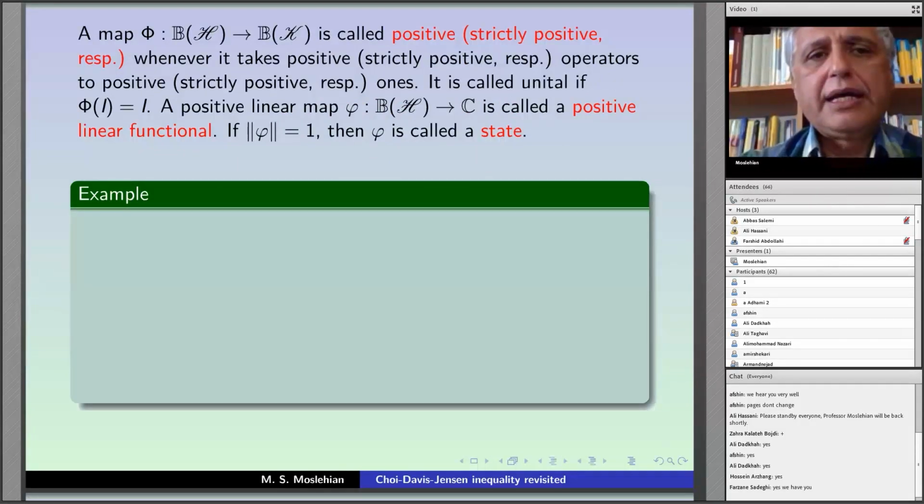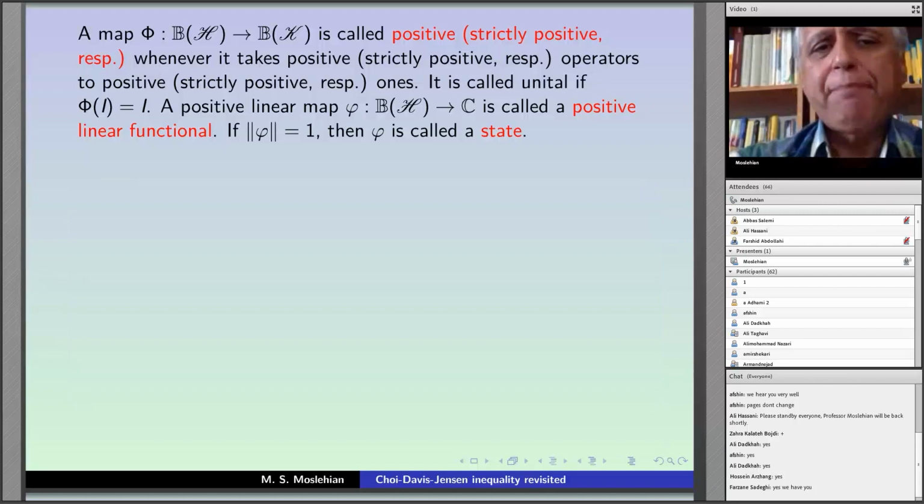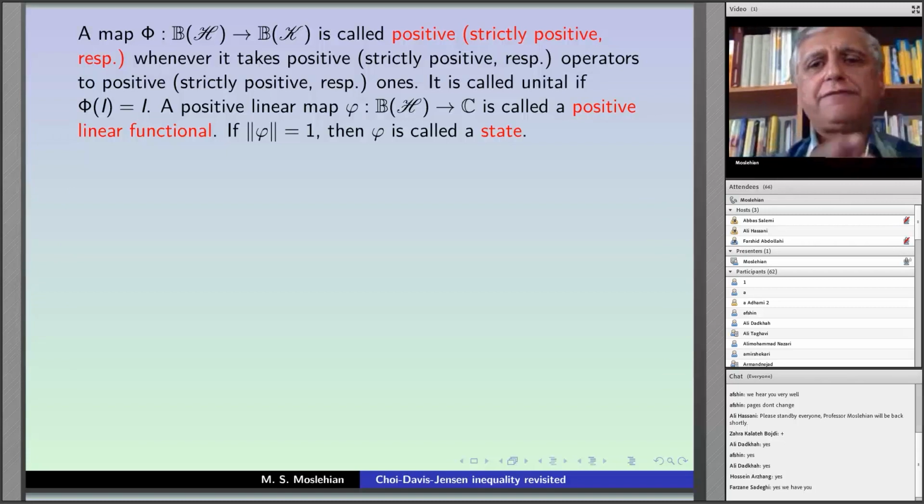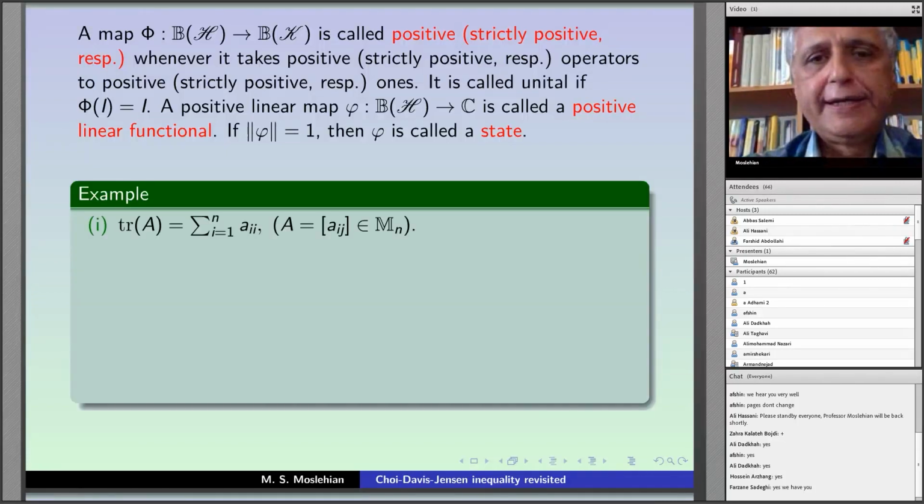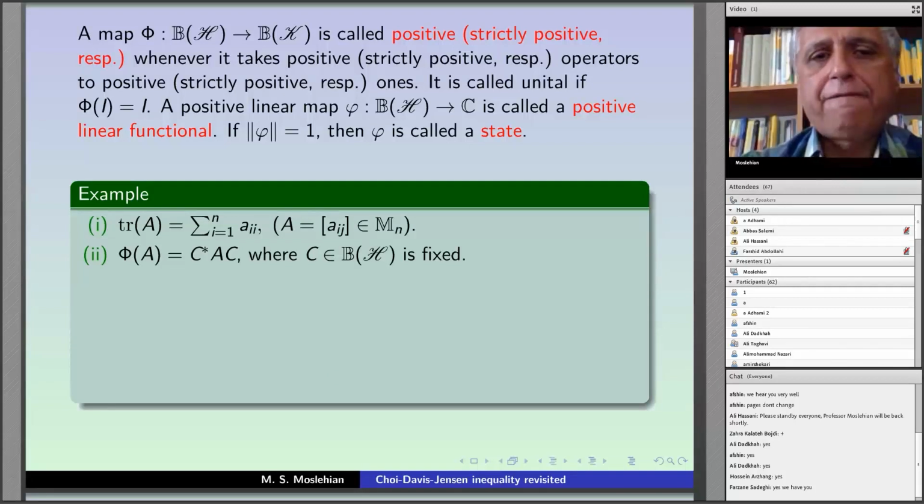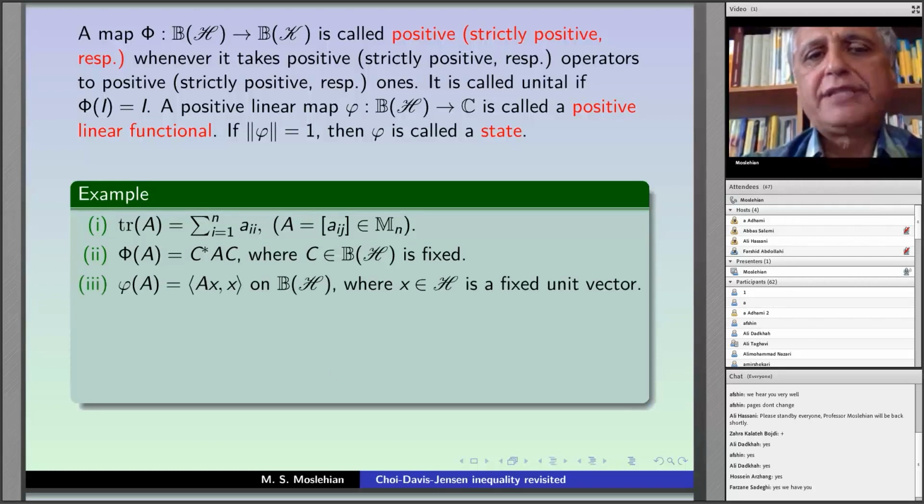A map phi from B(H) to B(K) is called positive when it takes positive operators to positive ones. For example, the trace is a positive linear functional on the matrix algebra Mn. Phi of A, defined by C star A C, in which C is a fixed operator, is a positive linear map. When A is positive, we see that phi of A is also positive.